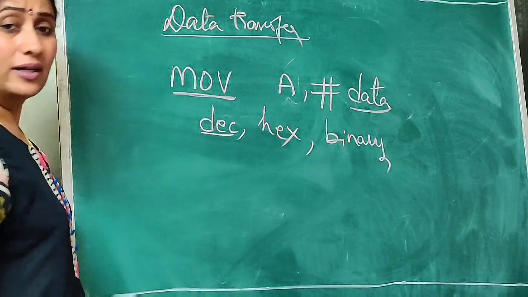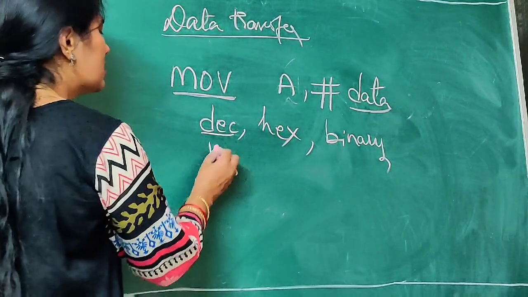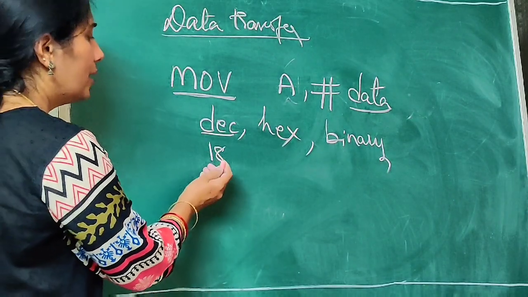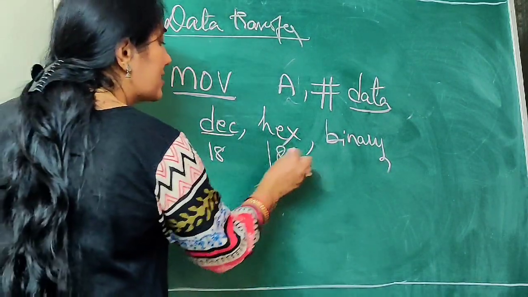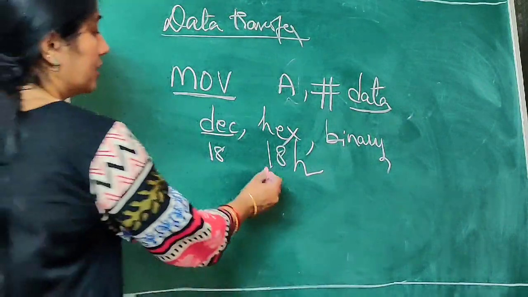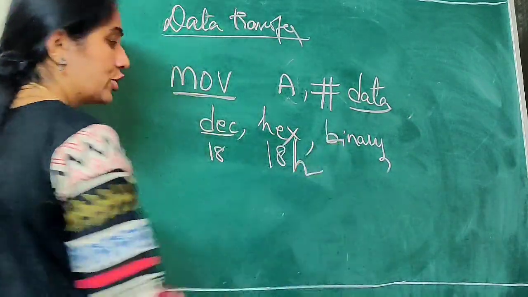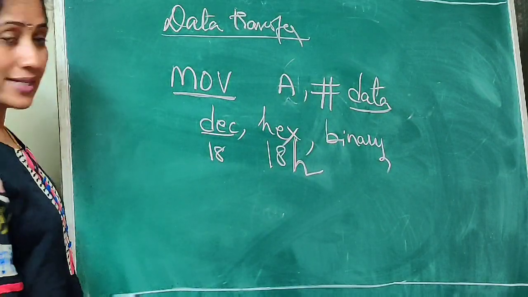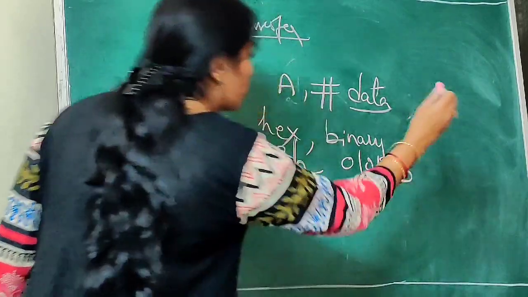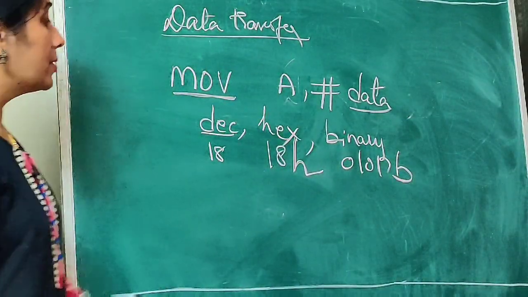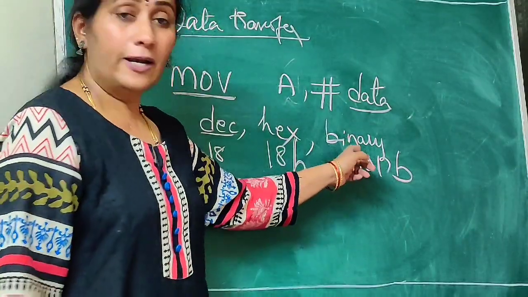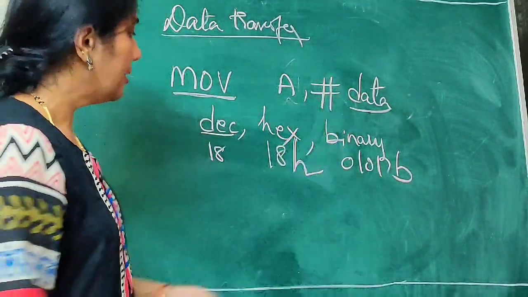Suppose if I am writing a decimal number, then just write the number. It is going to be understood that it is a decimal number. If you are writing a hex number, H should be given after the number, saying that it belongs to the hexadecimal number system. If it is a binary number, then you are supposed to write a B after the number, saying that the number which has been written is binary data.